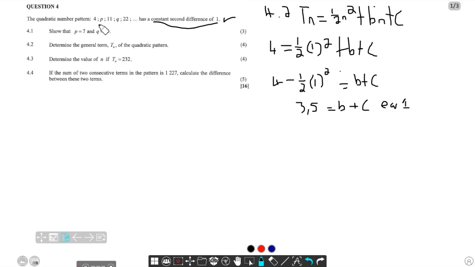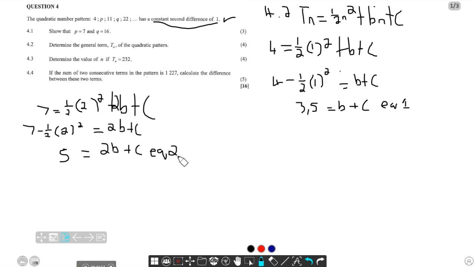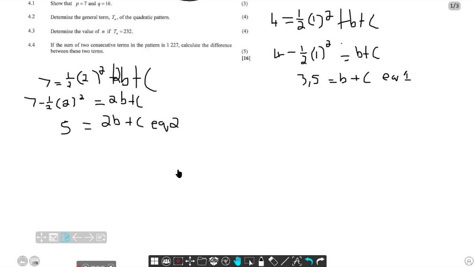Then I'm going to move on to the second term, which is 7. I do the very same thing. So 7 is in what position? 7 is in the second position. So wherever I see n, I'm going to put 2. Then I do the very same thing, and this is going to be my new equation 2. Then our next step, we have to what? We are going to subtract equation 1 from equation 2.